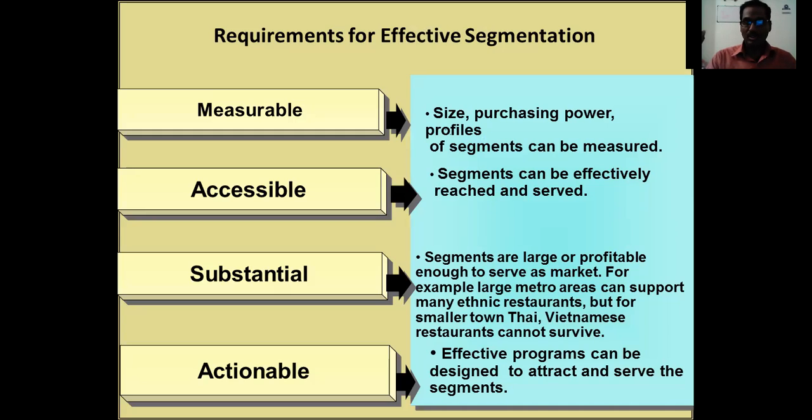Then substantial. Segments are large and profitable enough to serve as a market. For example, large metro areas can support many ethnic restaurants, but in a small town, a Thai or Vietnamese restaurant cannot survive. In other words, for a segment to be profitable, it needs to be quite big enough to have enough customers.